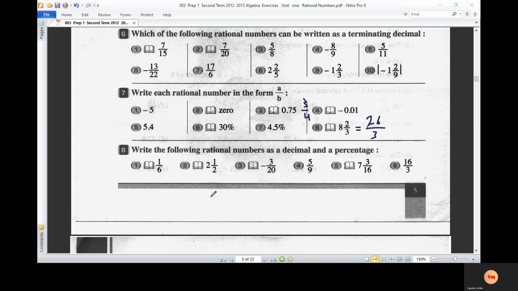At last, 16 over 3. Divide 16 by 3 using the calculator, you will get 5.3, and the 3 is repeating. When you multiply it by 100%, you will get 533.3, and the 3 is repeated.